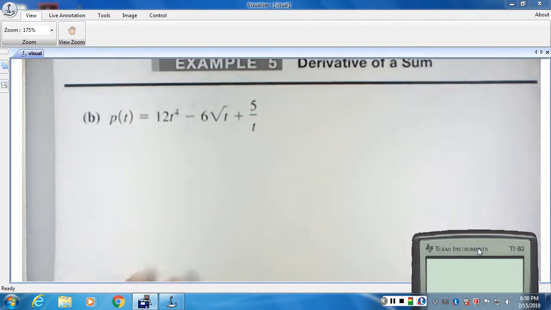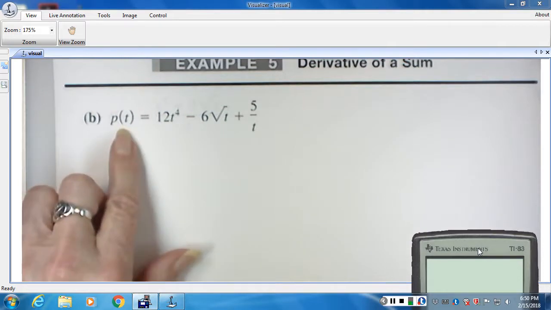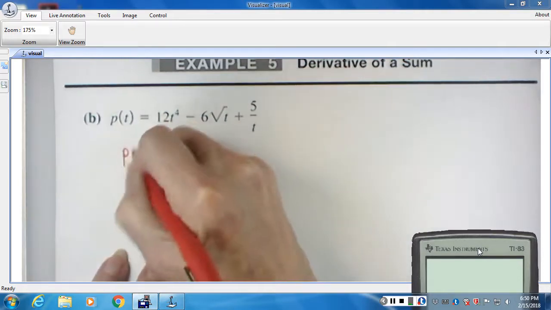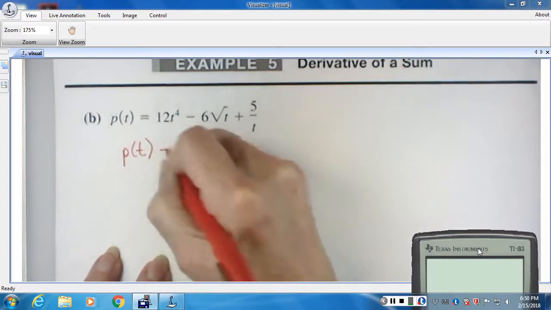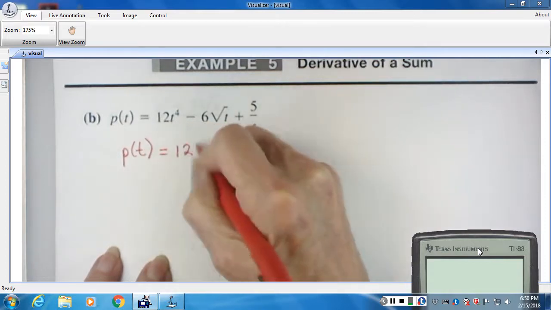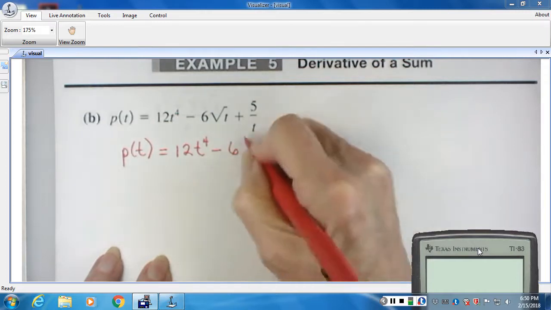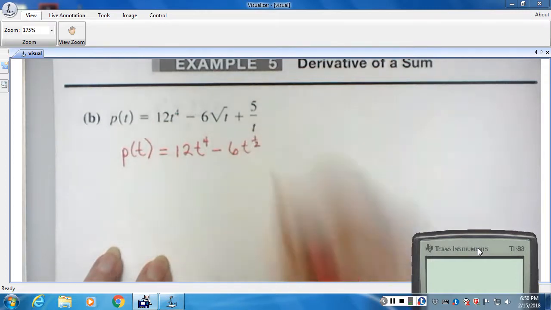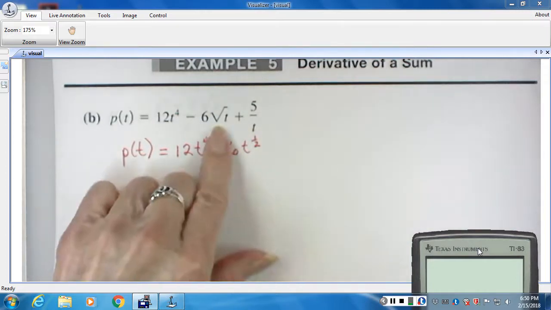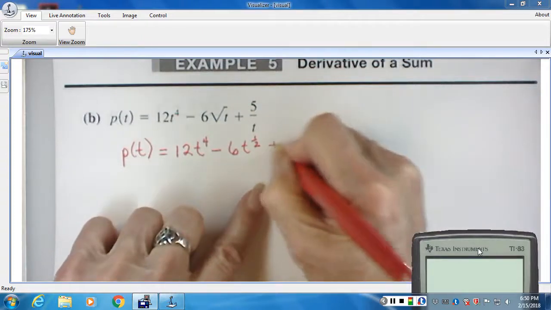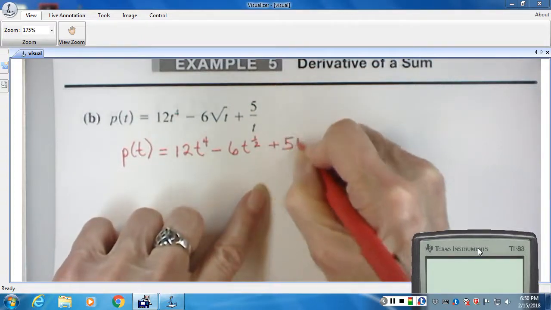This one is more of the same. We're just mixing up some of the rules that we used before. First thing we're going to do is rewrite P of t. P of t is 12t to the 4th minus 6 times t to the 1/2, because the square root of t is t to the 1/2, plus 5 times t to the negative 1.